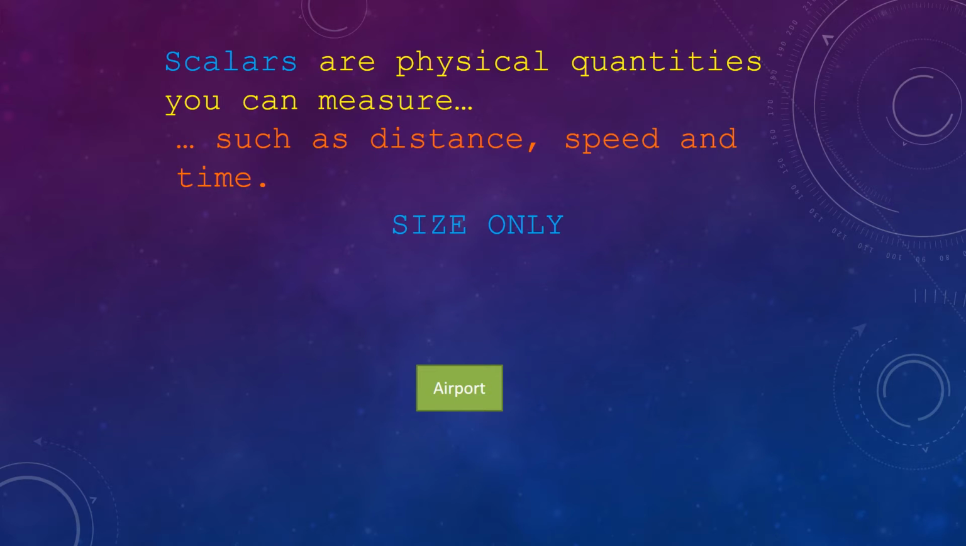I could be 10 kilometers away from the airport. So here I have an airport and I could be 10 kilometers away from the airport. That means I could be located over here or I could be located over here. It doesn't matter. In both scenarios, I'm 10 kilometers away from the airport. So my distance between me and the airport is 10 kilometers.